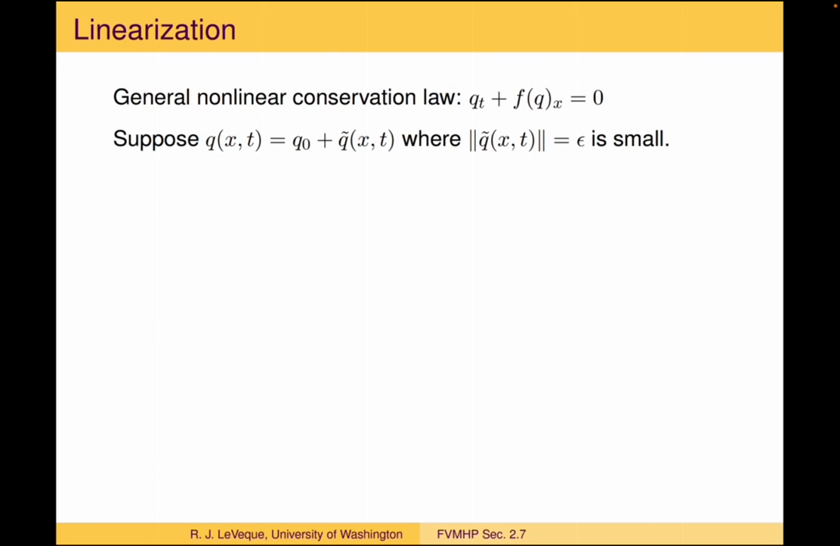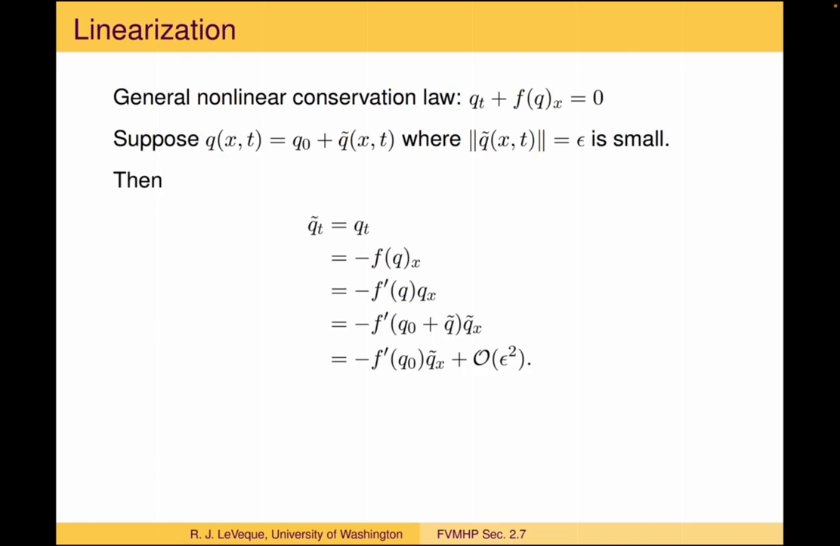So in general, we'll look at a nonlinear system. So Q might be a vector with m components, f a function that maps R^m to R^m. But let's suppose now that Q(x,t), our solution, is approximately equal to some constant state Q0 plus some small perturbations, which we'll write as Q tilde(x,t). So we now want to derive the differential equation that Q tilde satisfies.